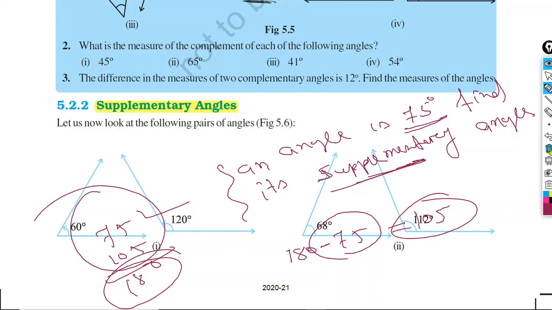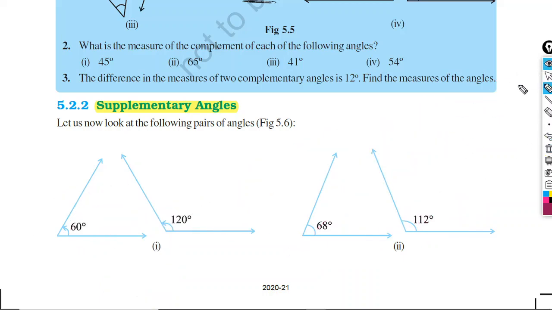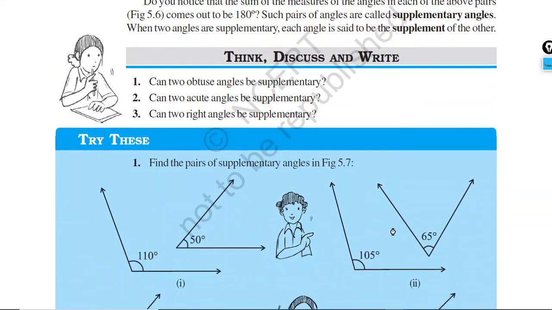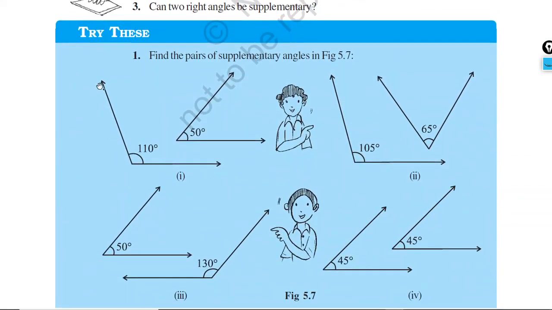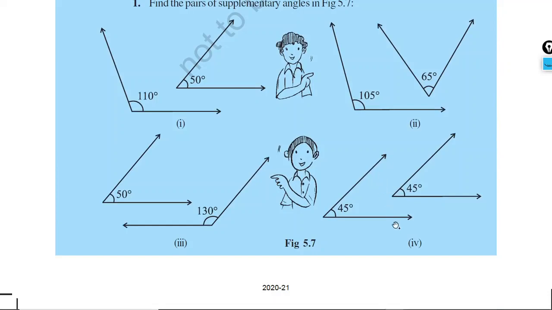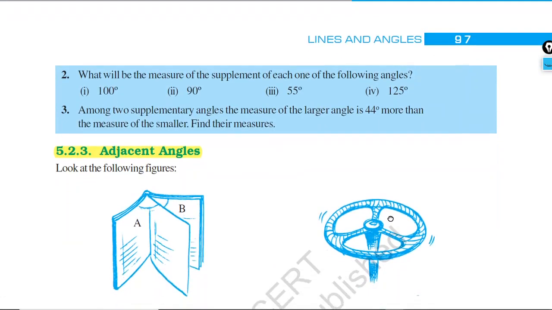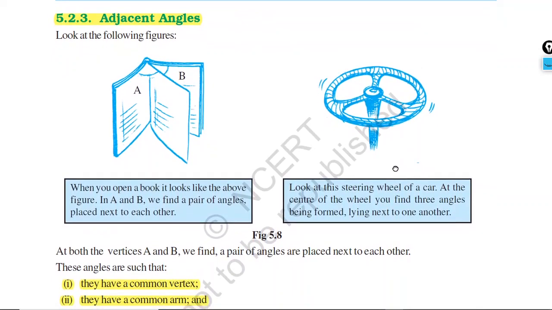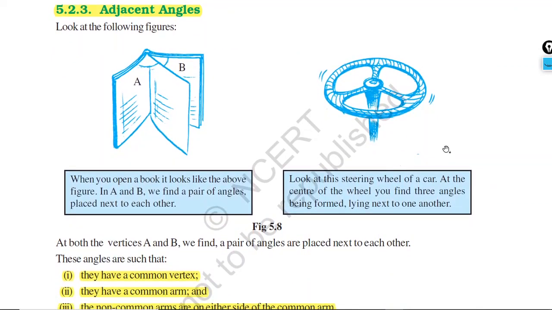Okay, now this is all about supplementary angle. Another try this is here. You try it by yourself. Okay, now there is another concept, that is adjacent angle.